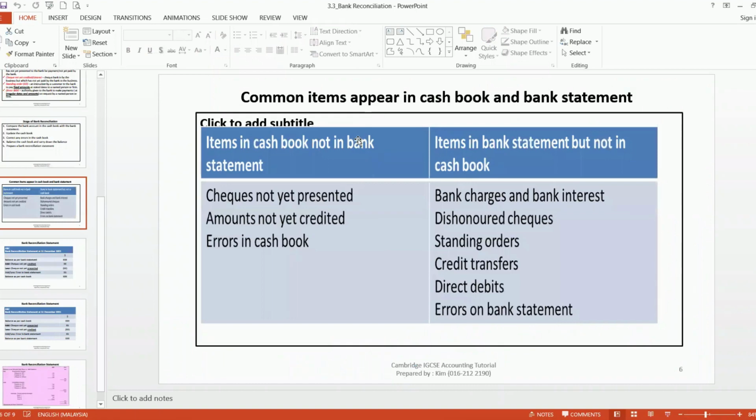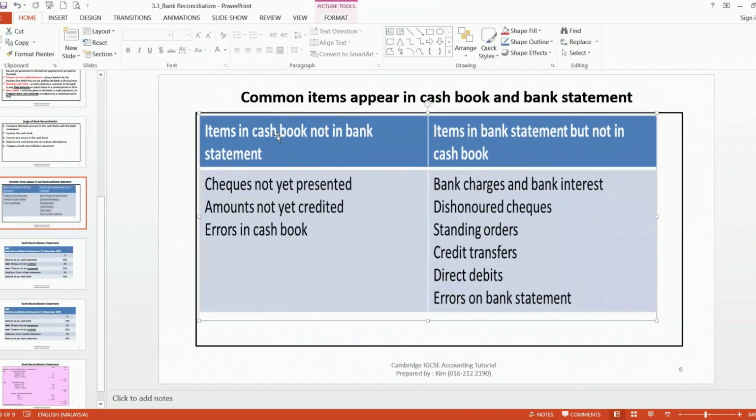Okay, general items to be shared. Items in the cash book not in the bank statement: check not yet presented, amount not yet credited, error in the cash book. Items in the bank statement but not in the cash book: bank charge, bank interest, dishonored check, standing order, credit transfer, direct debit, error on the bank.